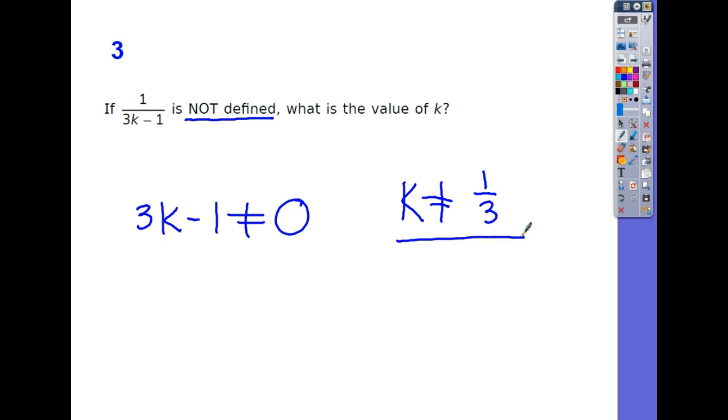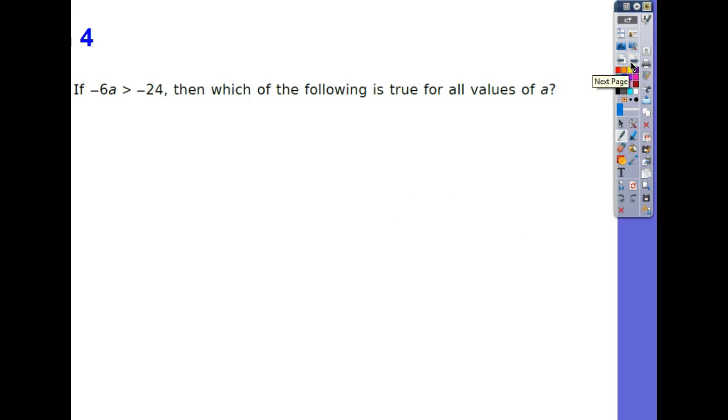K cannot be equal to 1/3. At 1/3, it is not defined. At 1/3, if we were graphing it, it would make an asymptote. So, we remember that part now? That's all you had to do. This one, problem number 4 on the pink packet, was also very easy, but a few people forgot.